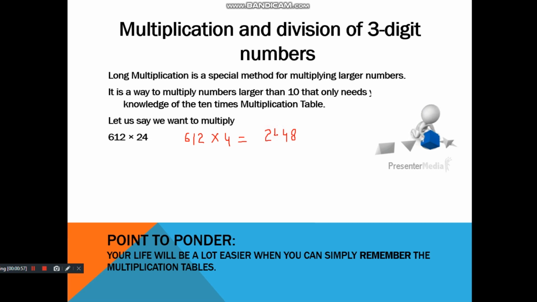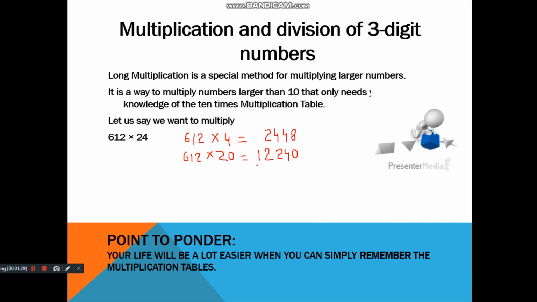So you got 2448. Now you are going to multiply 612 again with 20, because 2 is in the tens place and 2 times 2 tens is 20. As you all know, when you are multiplying with 0, you just add 0 at the right side, and then you multiply 2 with 612. So 2 times 2 is 4, 2 times 1 is 2 and 2 times 6 is 12.